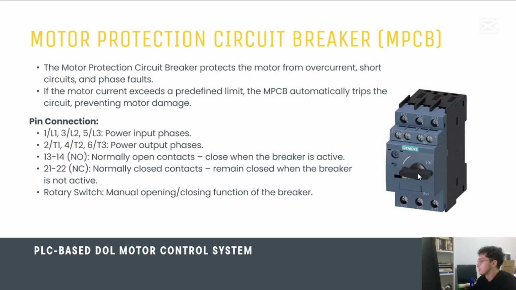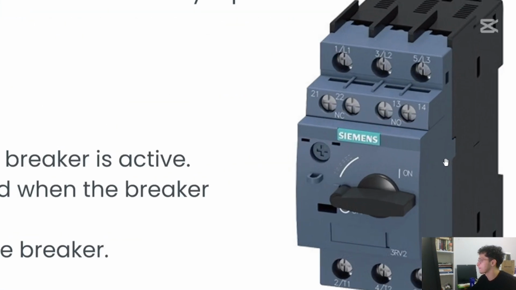As you can see, there is a switch on the component, and let's zoom. L1, L2, L3 are input phases, and T1, T2, T3 are output phases. There are two contacts here. One contact is normally closed, another contact is normally open.